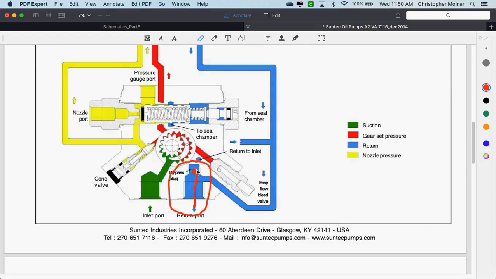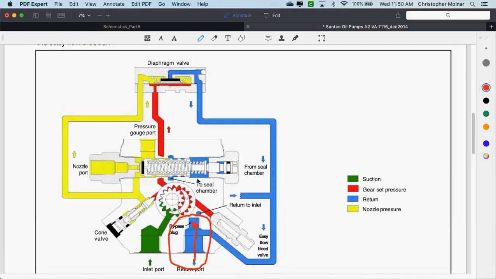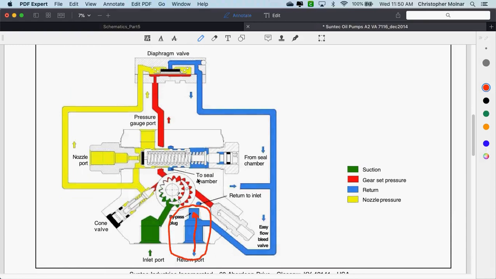It comes in a little plastic bag. Don't toss the bag out. Hang on to that. You're going to need it someplace along the way. But this is a really neat diagram.